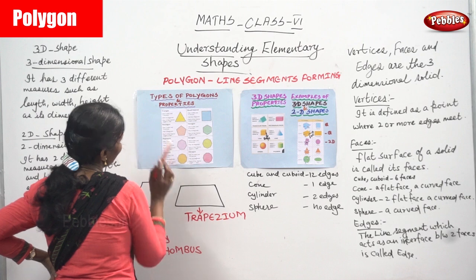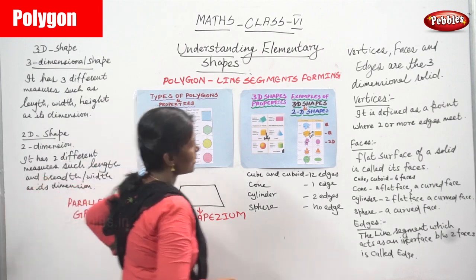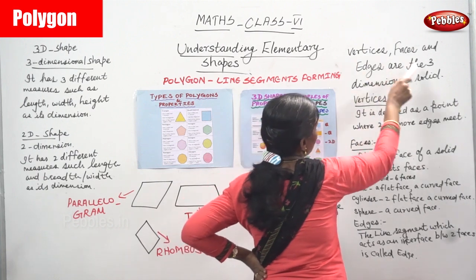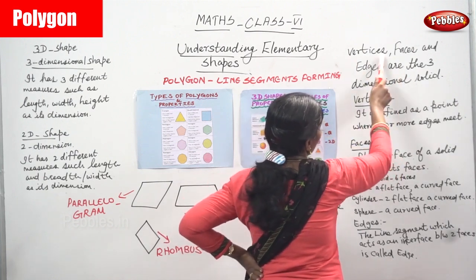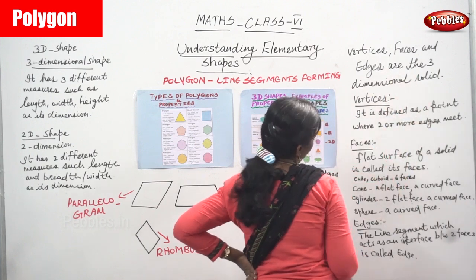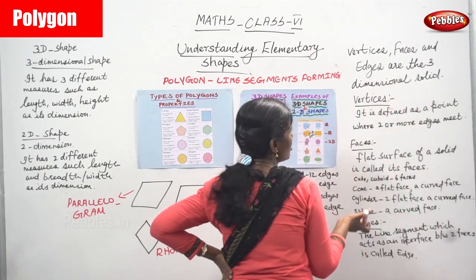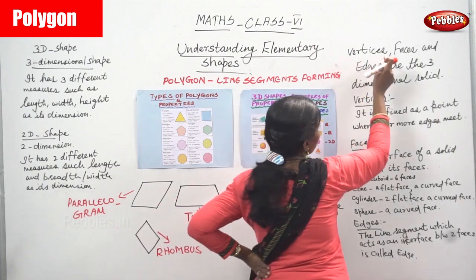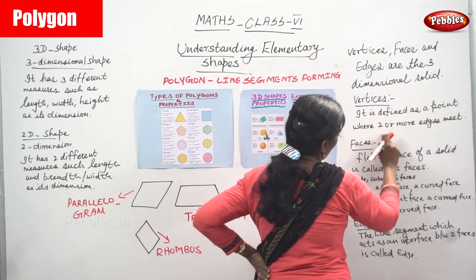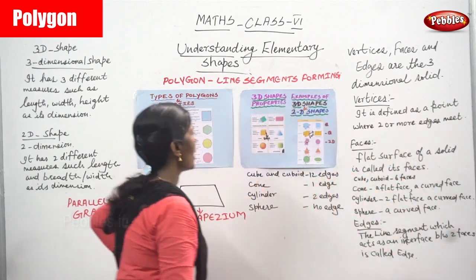It has 3 sides and 3 vertices. Vertex is nothing but, I tell you very clearly, these terms are very important for polygons: vertices, faces, and edges, which are also used for 3-dimensional solids. So when you go to 3-dimensional solids, we have to use these terms: vertices, faces, and edges. A vertex is defined as a point where 2 or more edges meet.